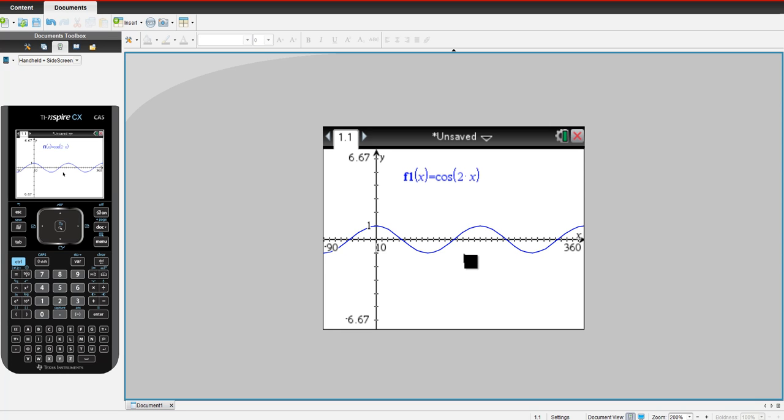140, 150, 160, 170, 180. That was our interval, right? So we're not going to count this because it's more than 180. So we found these two roots within the interval x between 0 and 180 for this function.